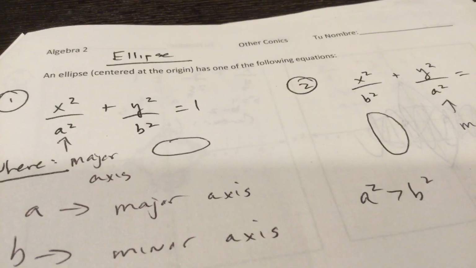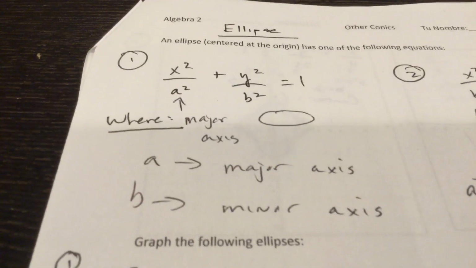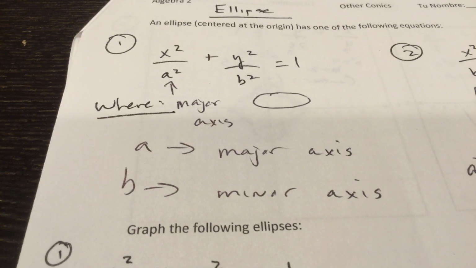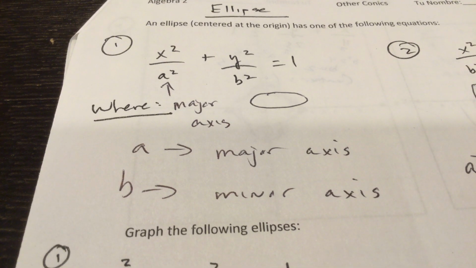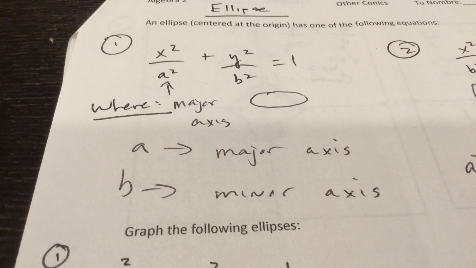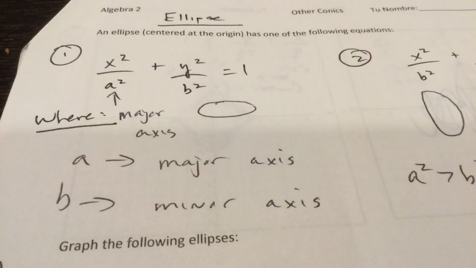An ellipse centered at the origin has one of the following equations. X squared over a squared plus y squared over b squared equals 1. A squared is the major axis, so a is the major axis. B is the minor axis. 2a is the length of the major axis. 2b is the length of the minor axis. You'll learn more of that next year.